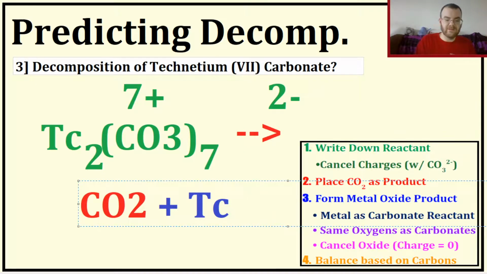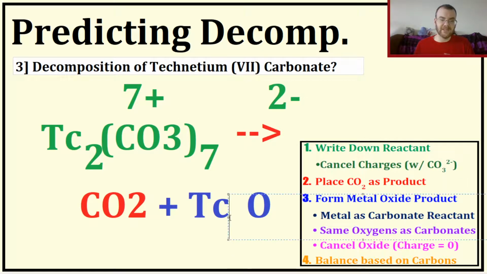So just like we did before, we are going to see that patterns for decompositions are pretty stable. There's going to be 2 technetiums, and there's going to be 7 oxygens. So that makes it so that we now have our compound set. But then we look at this and we go, oh my god, this might be really hard to balance. But it's not. The trick is still the same.